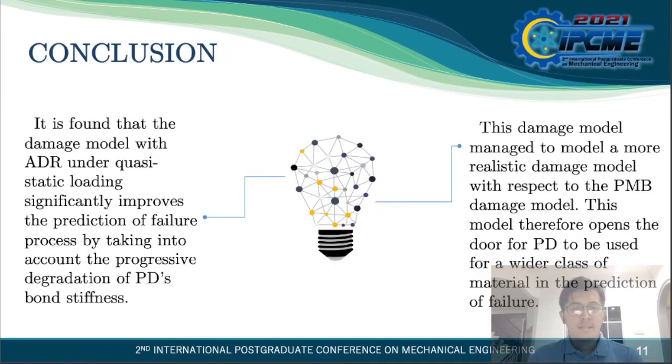So as a conclusion, it is found that the damage model with ADR and quasi-static loading significantly improves the prediction of the failure process by taking into account the progressive degradation of peridynamic bond stiffness. It is also shown that this damage model managed to model a more realistic damage than the PMB damage model. This model, therefore, opens the door for peridynamics to be used for a wider class of materials in the prediction of failure in the future.